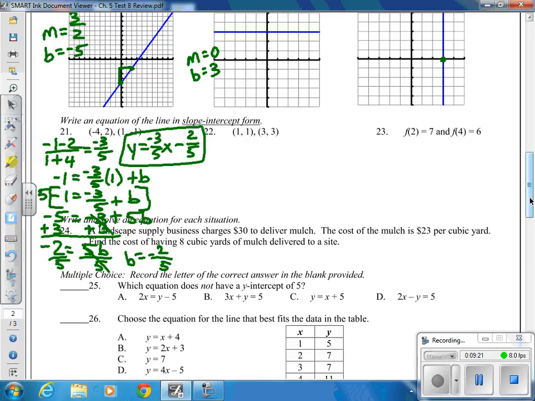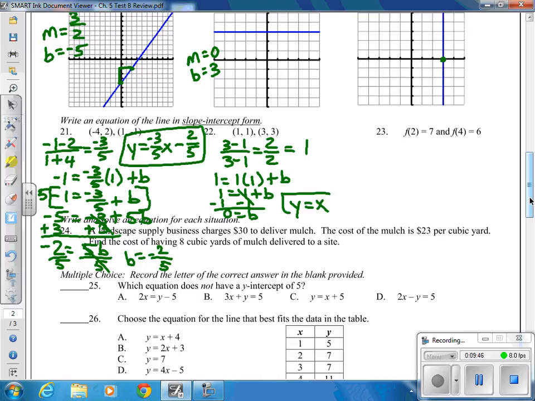For number 22, I'm going to do the slope formula again. So this will be 3 minus 1 over 3 minus 1. 3 minus 1 is 2, so 2 over 2 gives you a slope of 1. Then again, find the b. I'm going to use (1, 1). So 1 equals 1 times 1 plus b. This makes me have 1 equals 1 plus b. Subtract your 1, and you get 0 equals b. You do not need to write the 0 when you write your equation. This equation is just y equals x.